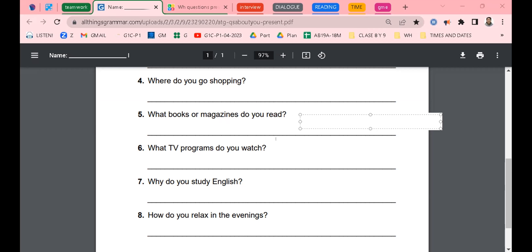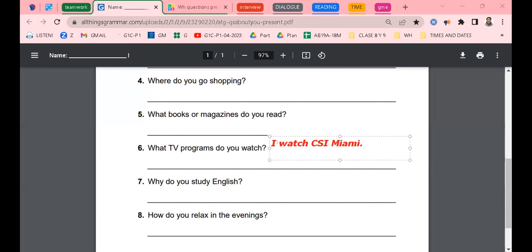Okay, what TV programs do you watch? Let's move into question number six. What TV programs do you watch? Edgar, probably this one. Any TV program? Movies. Tell me. I don't know. So what is the name of this TV program? I watch CSI Miami. Can you spell that? CSI Miami. Okay, I'm going to check this one because you're watching that.